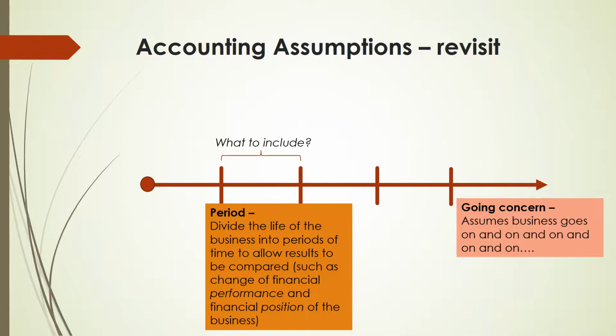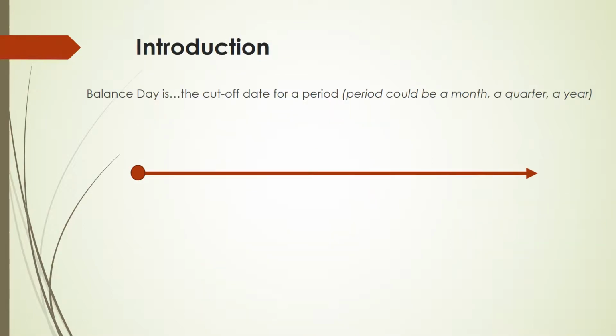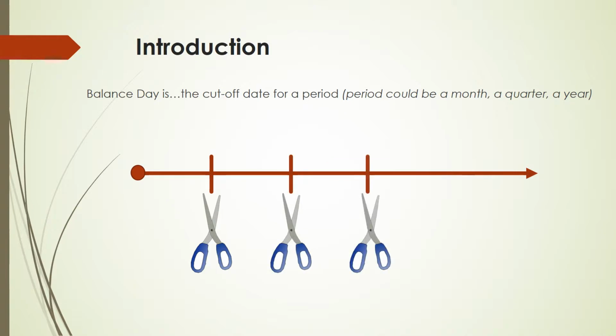But what do we include in each period? This is when we apply the accrual basis assumption, where revenues are recognized when earned and expenses recognized when incurred. And this is the assumption on which the balance day adjustments rely upon. Balance day is the cutoff date for a period, and the period could be a month, a quarter, or even a year.